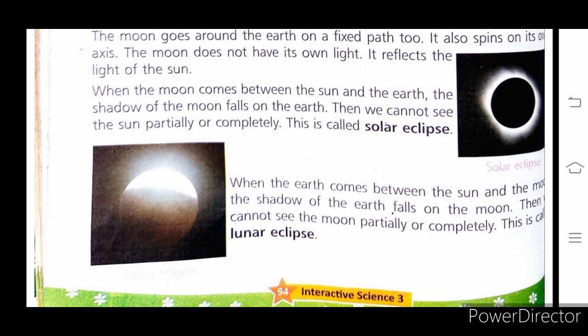So here, children, we are completing solar and lunar eclipses. Hope you all understand. If you can't understand, then in my next class I will repeat this much, your solar eclipse and lunar eclipses. So read all this again and again and try to understand. Okay children, thank you.